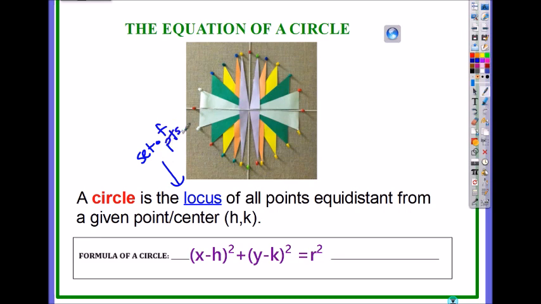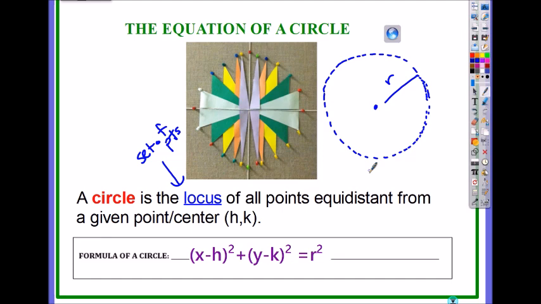So again, a circle, from a center, is a set of points that are equidistant from this point. You see how if you put all the points that are equidistant, which will be r distance away, you get a circle? That's the definition of a circle. Then how do you write an equation of a circle?